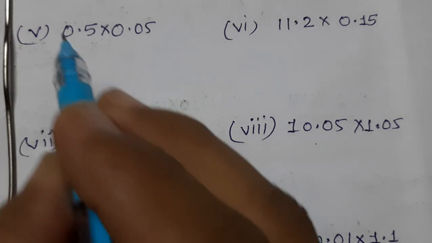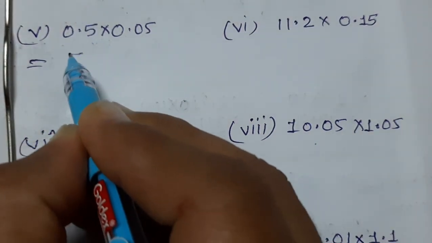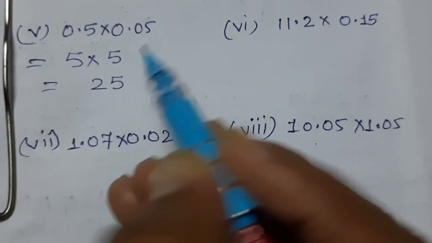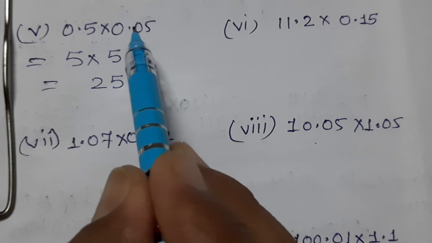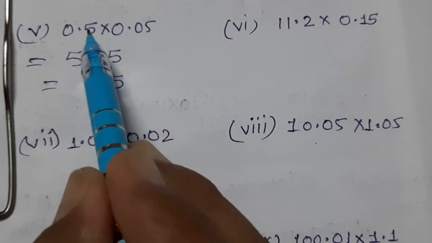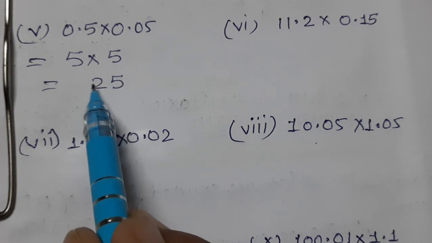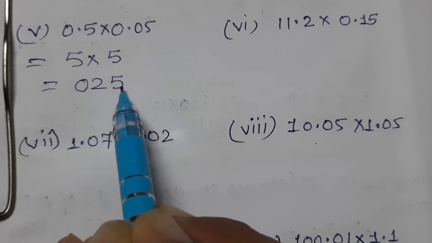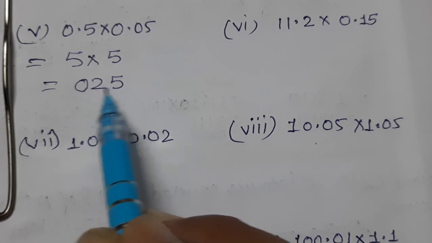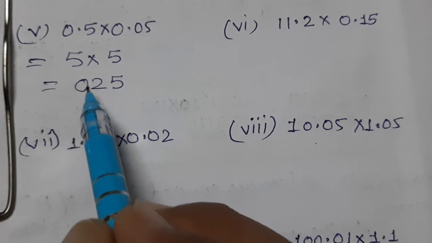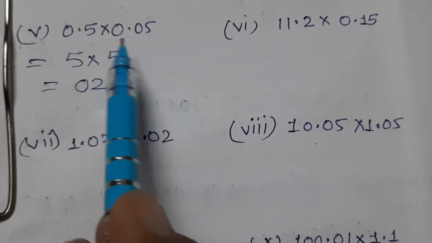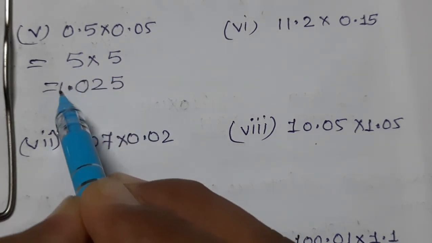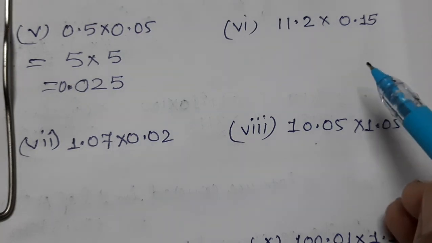So here too, ignore the decimal. 5 5s are 25. Now count. After the decimal 1 digit, after the decimal 2 digits, 1 plus 2, 3. So 1, 2, but you are unable to see. Don't worry about that. We can put this many zeros. 0, 25 or 25, same thing. We can remove the 0 also, or we can put it. So 1, 2, 3. So 0.025.